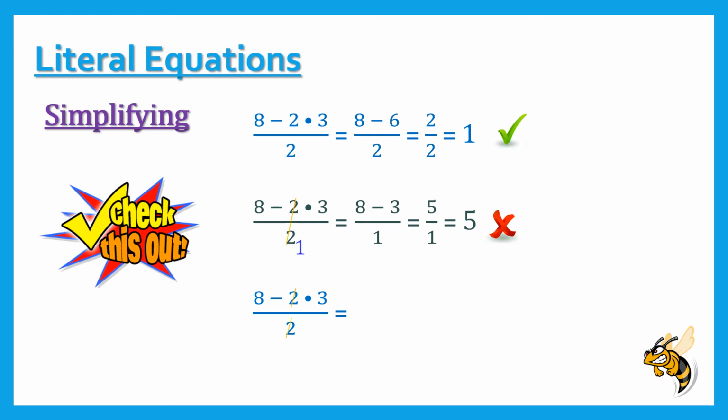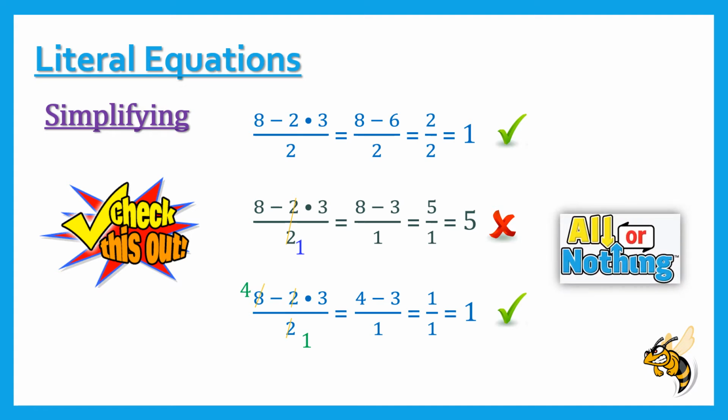Once again, the 2 goes into 2 one time, and the 2 goes into 8 4 times. So now we're going to have 4 minus 3 over 1, which is equal to 1 over 1, which is equal to 1. So the rule of thumb is all or nothing. If you can't simplify every single term within the expression, leave it alone.